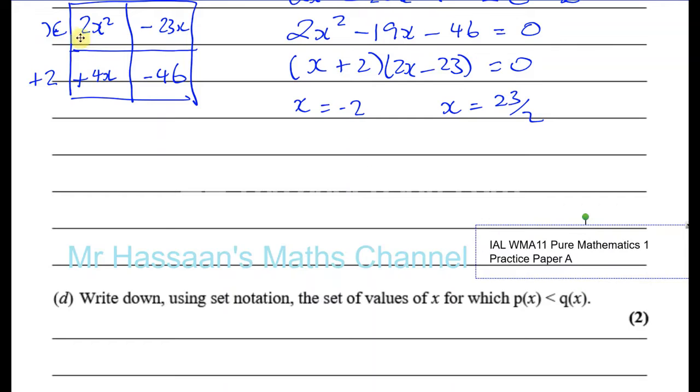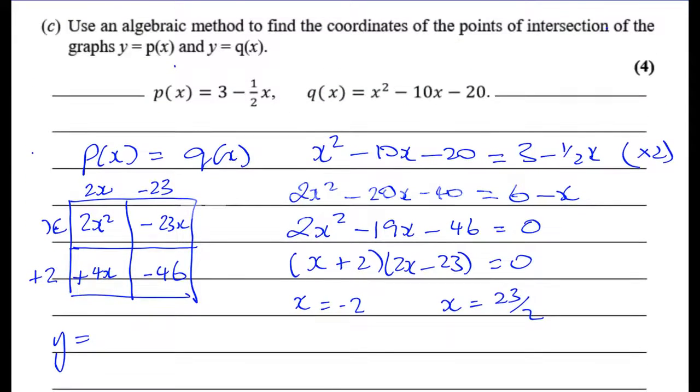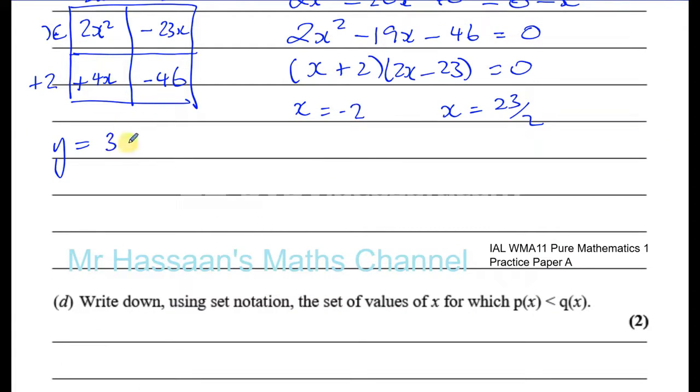Okay, so I know that y is equal to, let's use a linear one, 3 minus a half x. It's easier for us to use this to find y. So when x is equal to minus 2, y is equal to 3 minus a half times minus 2, which is like 3 plus 1, which is 4. So one of the points is minus 2 and 4.